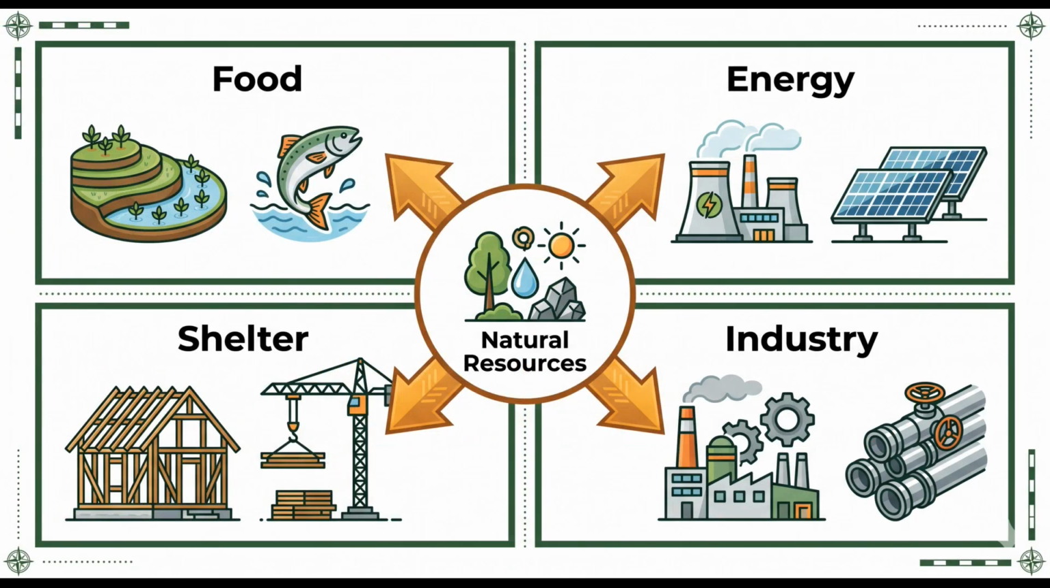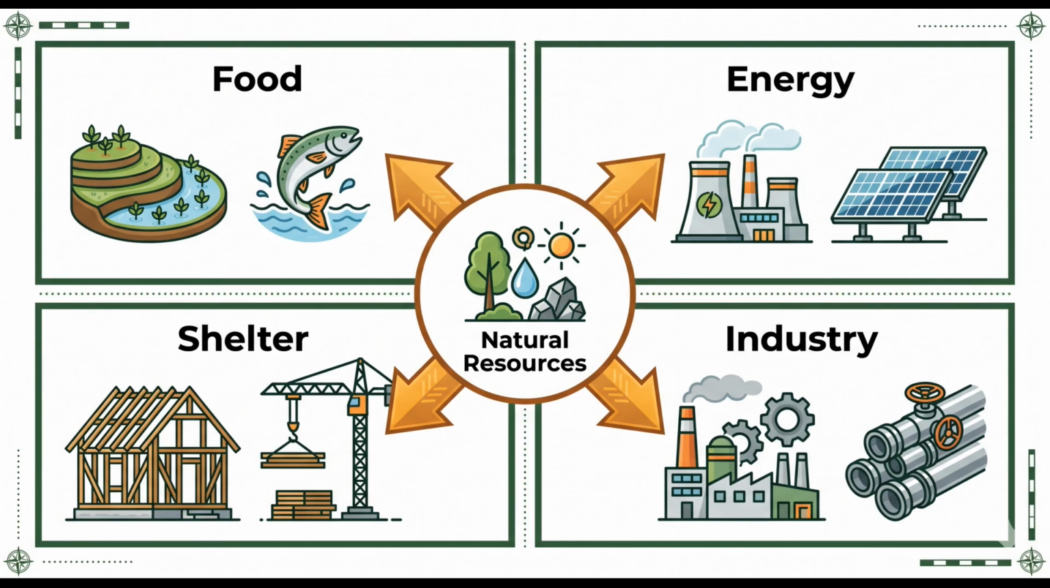So why do natural resources matter? Look at the 4 categories on screen. Humans depend on natural resources for food: fish, freshwater, crops, and soil. We depend on them for energy: coal, oil, solar power, and wind. We depend on them for shelter: timber, stone, steel, and concrete. And we depend on them for industry: the minerals, metals, oil, and gas that fuel the global economy.